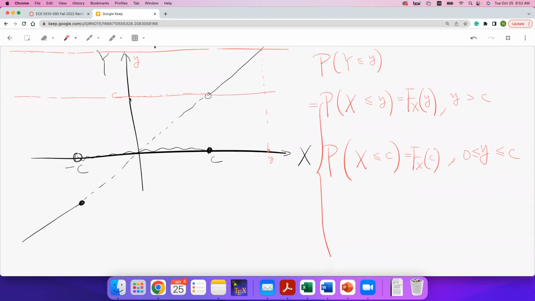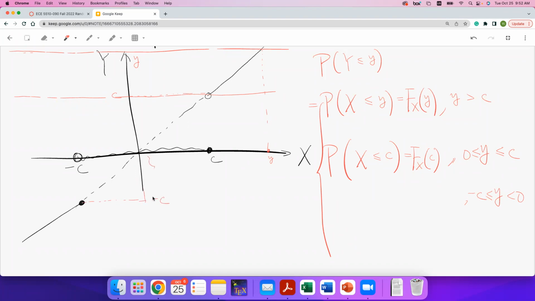Right? So this is when y is between c and 0. And then we need to look at, we further move this y lower than 0. And here we have another discontinuity point. So if y is lower than 0, but is bigger than or equal to negative c, because here is negative c.